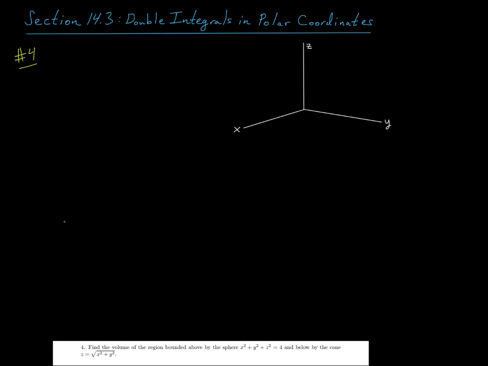All right, problem 4 says to find the volume of the region bounded above by the sphere x squared plus y squared plus z squared equals 4, and below by the cone z is equal to the square root of x squared plus y squared.